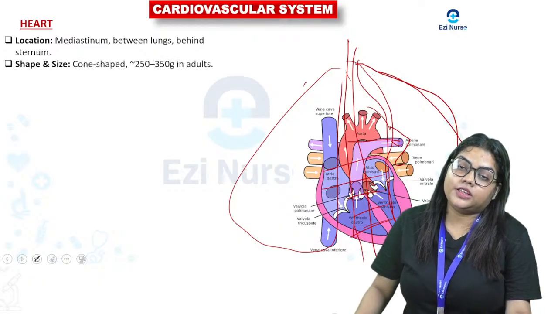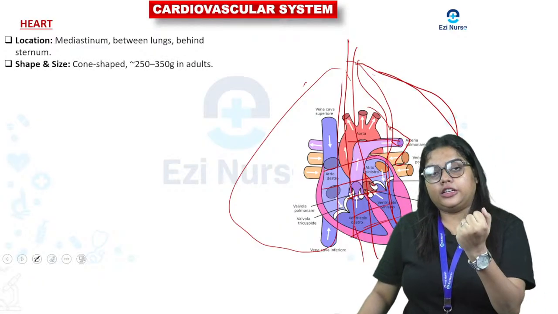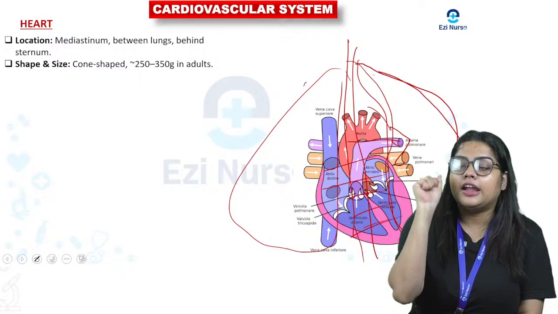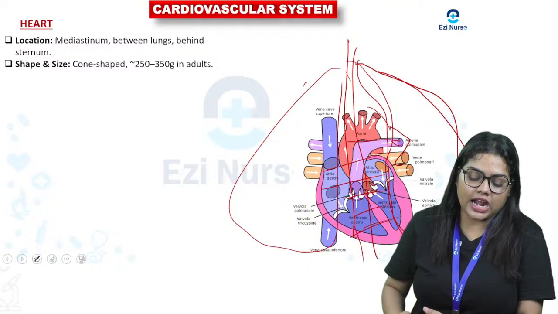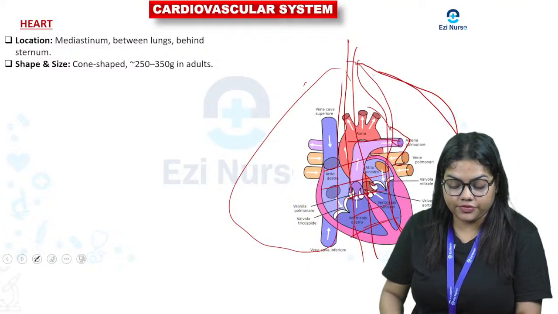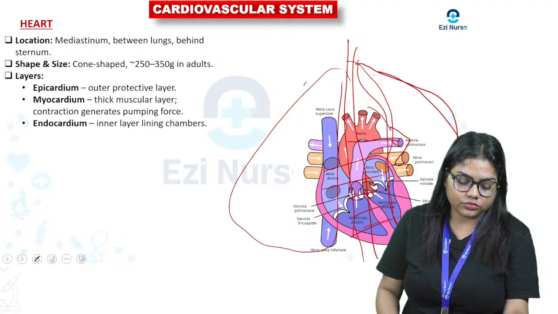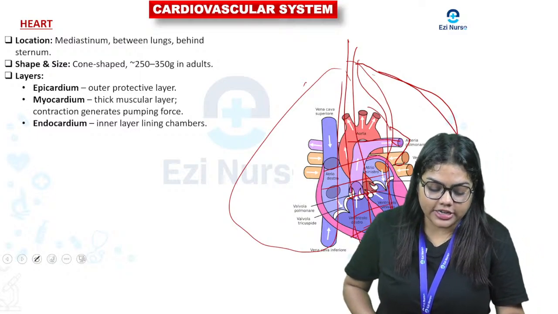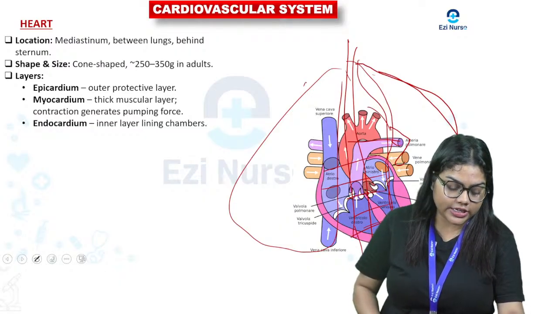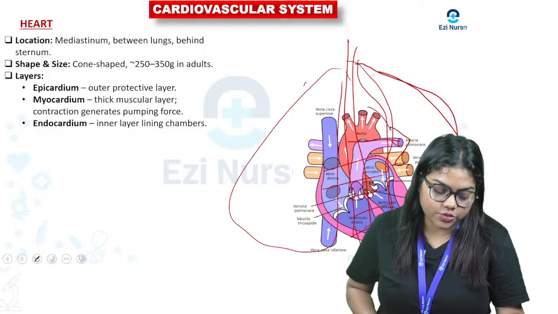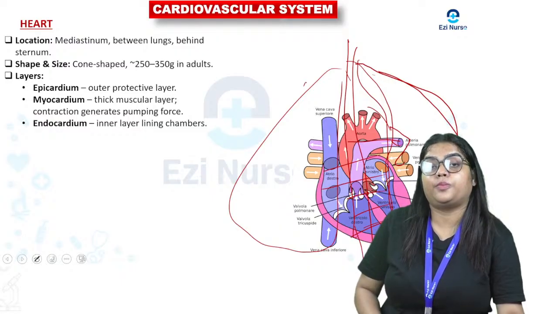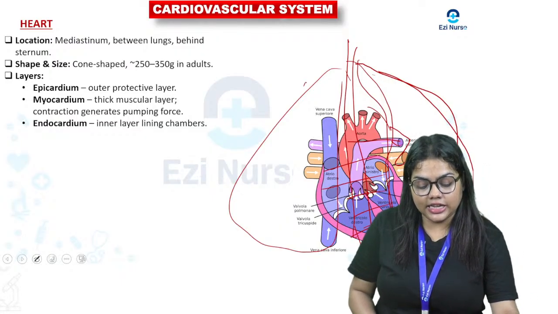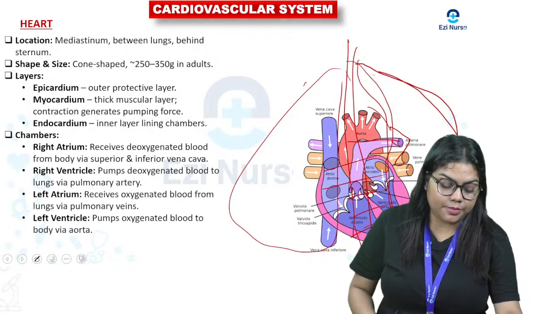Its shape is cone-shaped, and for an adult human being, the heart is about the size of his or her fist. It weighs around 230 to 350 grams in adults. It has three layers: epicardium, myocardium and endocardium. Epicardium is the outermost protective layer. Myocardium is the thick muscular layer, whose contraction generates pumping force for the heart. Endocardium is the inner layer which lines the chambers.